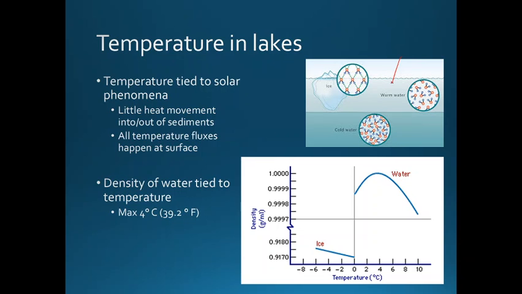Okay, so heat gets absorbed from the sun. And then heat either gets exchanged with the atmosphere: if the atmosphere is warmer, heat will go into the lake. If the atmosphere is colder, heat will go out of the lake. So what I want to talk about, though, is how the temperature affects that density.